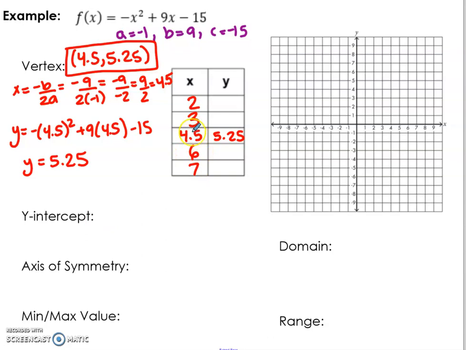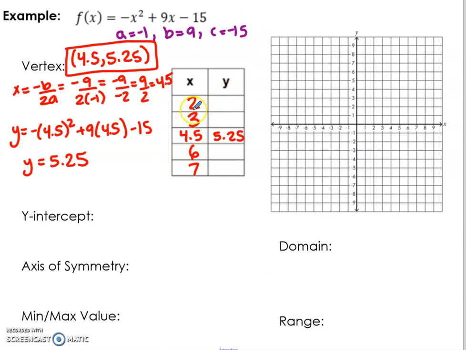Now we could have picked 4 and 5 as being right next to it, but because the x of the vertex is 4.5, to go from 4.5 to 4 is very small, so on the graph it might be a little smushed, so I'm just picking something a little bit farther away. So that's why I picked 3 and 6, but they're the same distance away from 4.5.